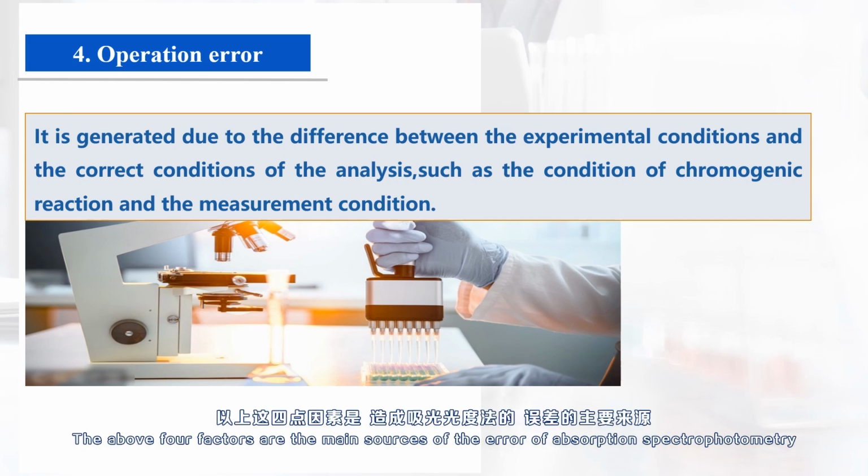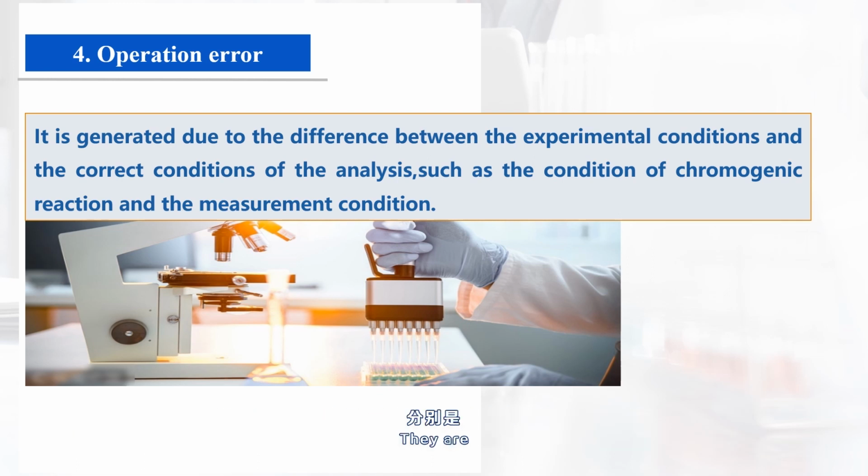The above 4 factors are the main sources of the error of absorption spectrophotometry. They are 1. The deviation from Lambert-Beer's law. 2. Measurement error of photometric method. 3. Instrumental error. 4. Operation error.